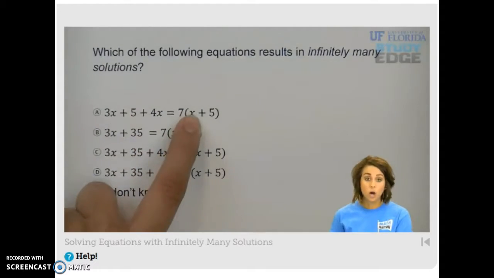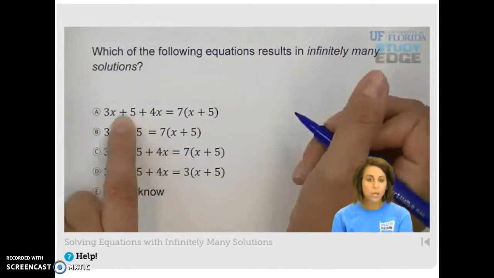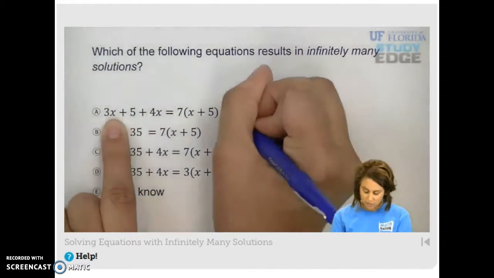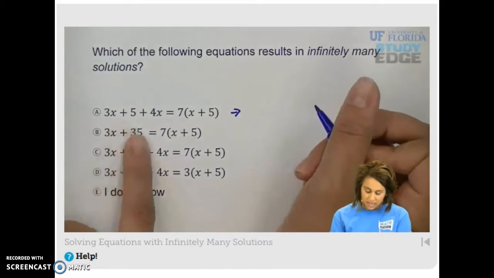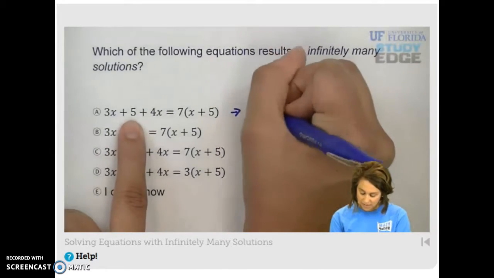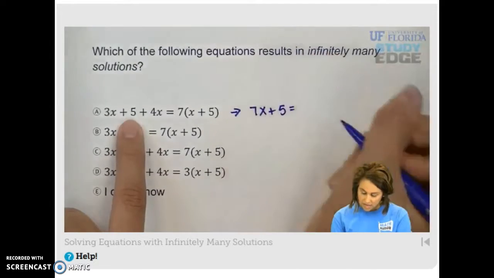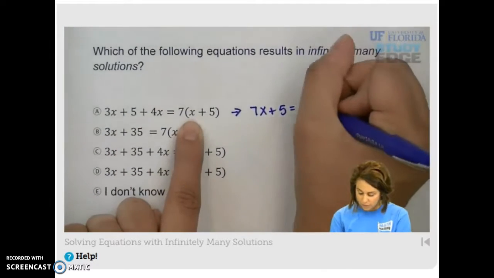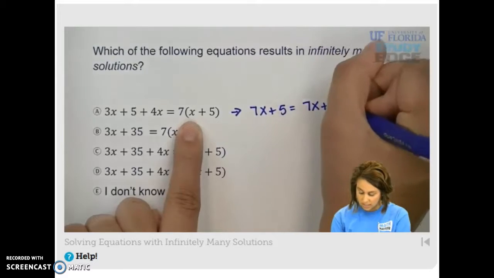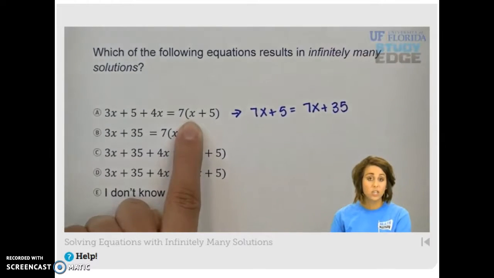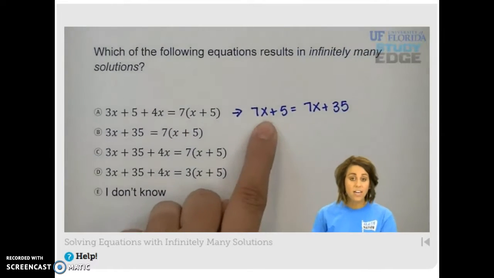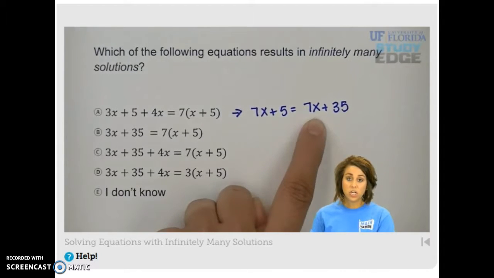Okay, so let's solve. If we look at this first one, we can go ahead and combine like terms on the left, right? So we're just going to rewrite this one here. And if we combine like terms on the left, we have 7x plus 5 equals what? Well, if we distribute, we have 7 times x plus 7 times 5, which is 35. So we've got 7x plus 5 equals 7x plus 35.